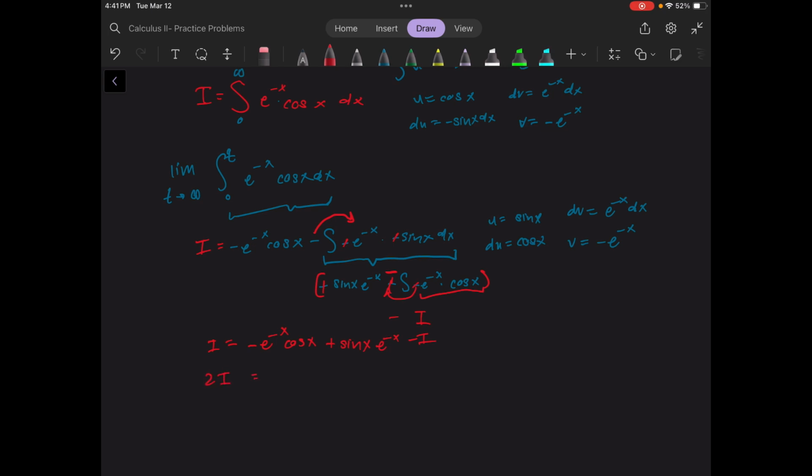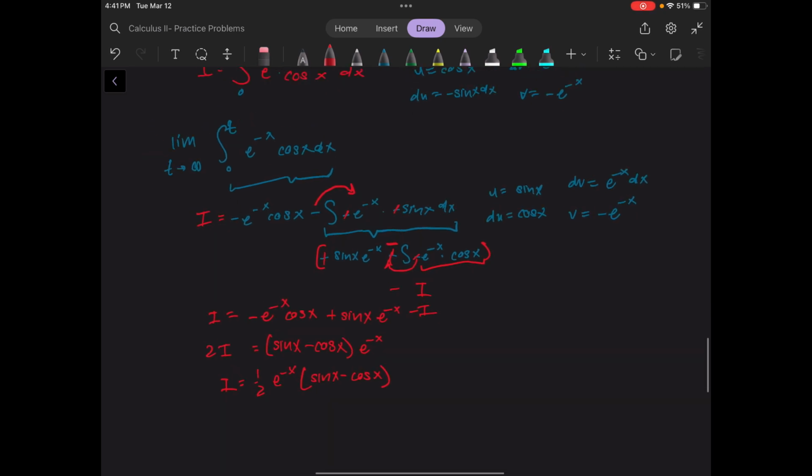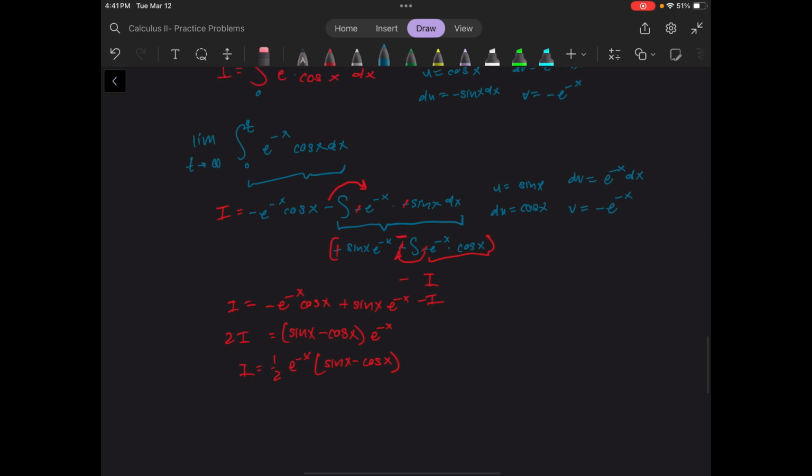We get that 2i equals sine x minus cosine x e to the negative x. If we factor out that e to the negative x, which means that I, remember I is the answer, is just 1/2 e to the negative x out of sine x and negative cosine x. So this has nothing to do with the improper integral yet, right? Since it's a definite integral, we are evaluating this answer at both t and 0.